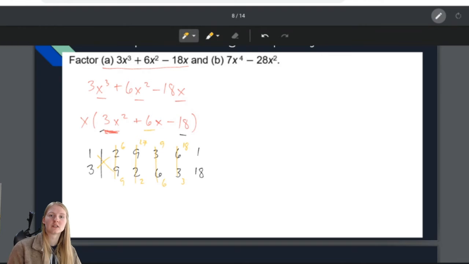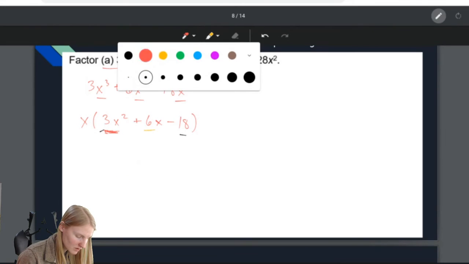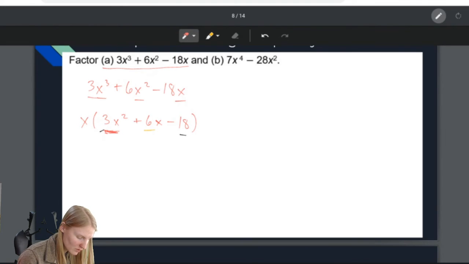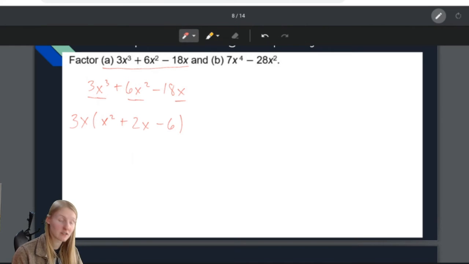Oh my goodness. Silly, silly us. There is a 3 in here too. All of these have a 3, so we should have pulled out a 3x. Oh my goodness. If you saw that and you were like, Mrs. Dodge, stop, you're doing it wrong, good for you. x squared plus 2x minus 6. Wow, that makes things easier.